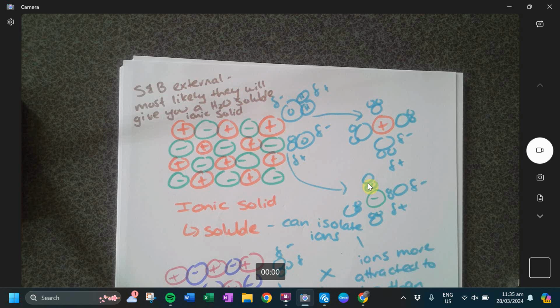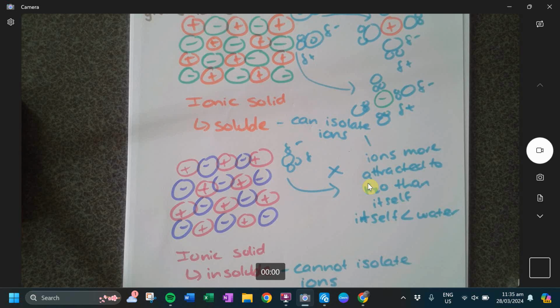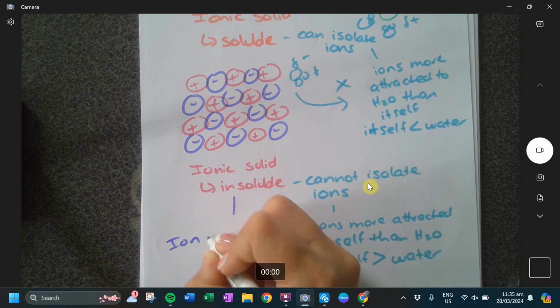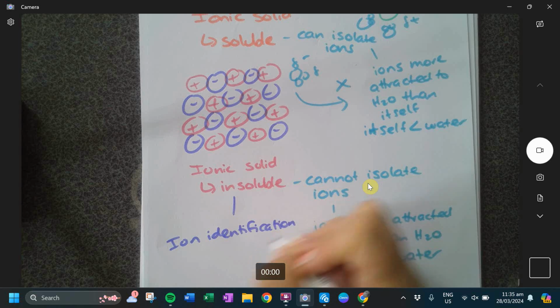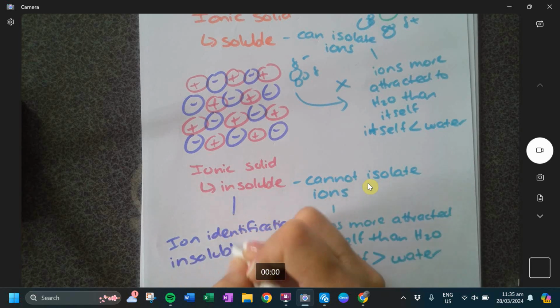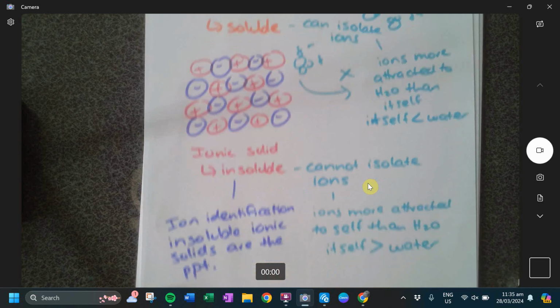In this standard, however, when we are talking about soluble and insoluble ionic solids, the insoluble one is the one we're referring to whenever we talk about precipitation reactions. So in our ion identification, insoluble ionic solids are the PPT, the precipitate.